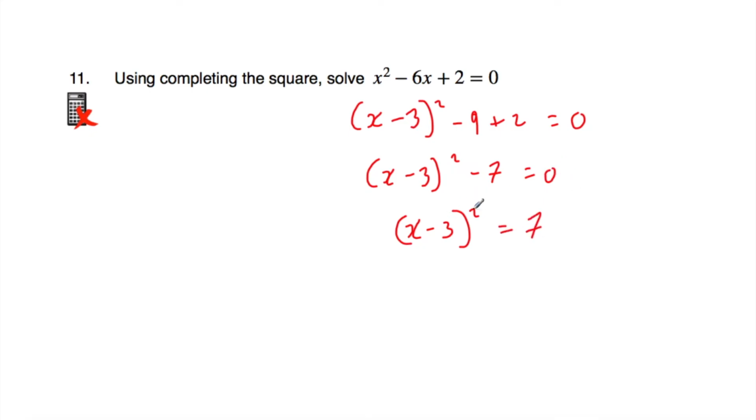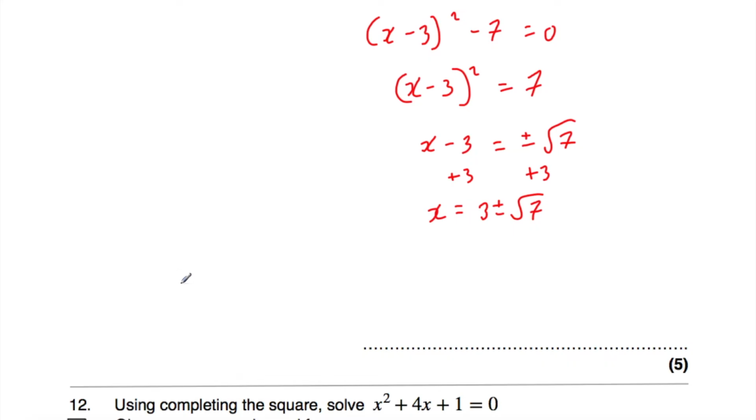Now we want to get rid of the squared, so if we get rid of the squared we would have x minus 3, and that's equal to plus or minus the square root of 7. And now we just want to add 3 to both sides. We get x, and I tend to put this 3 in front of the plus or minus, so you'd have 3 plus or minus the square root of 7. So there are our two solutions. The x equals 3 plus the square root of 7, or x equals 3 minus the square root of 7. And that's it, there are two solutions.